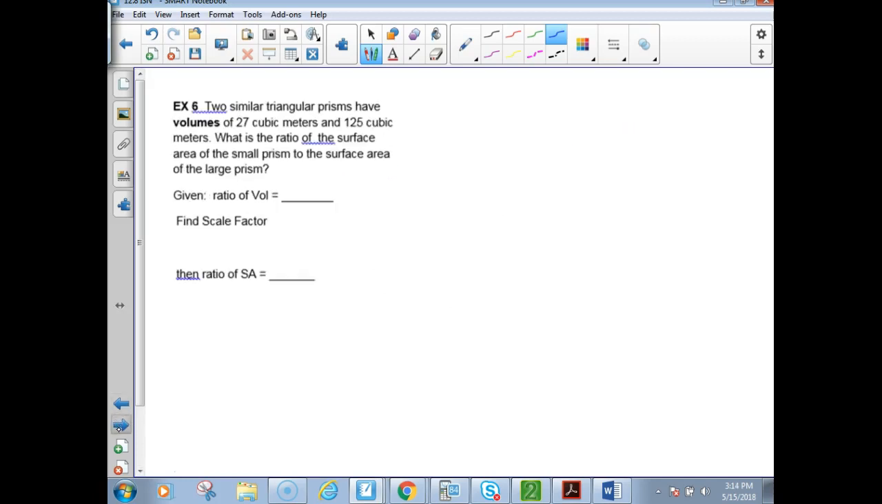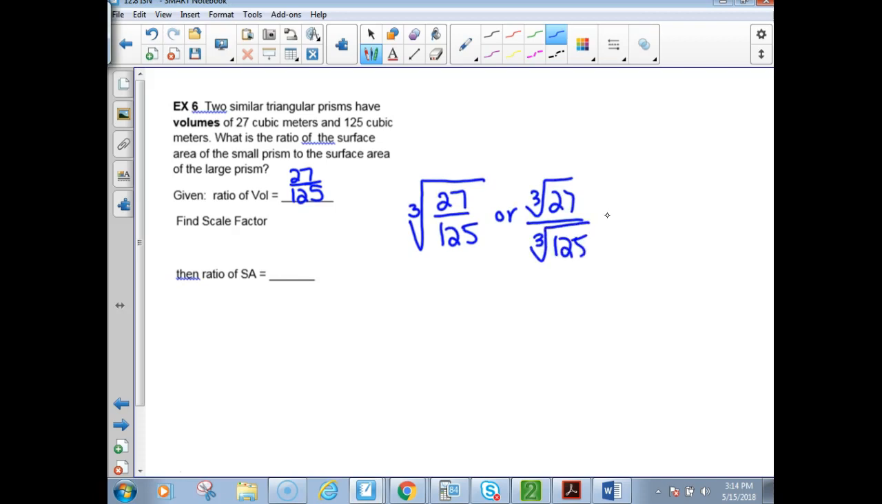Okay, let's try another thing with this. Two similar triangular prisms have volumes with a ratio of 27 to 125. I want to get back to the scale factor. So here's what you do. You take the cube root of 27 over 125. You can do it all at once, or you can do the cube root of 27 over the cube root of 125. Now, you're going backwards.